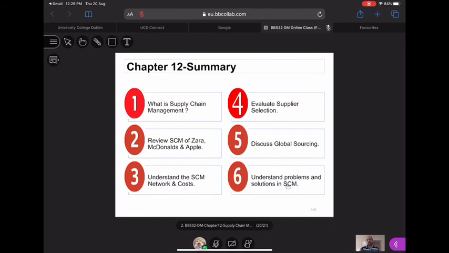And the very last part today, I covered one problem in supply chain management, which is the bullwhip effect. And I covered one major solution we have in supply chain, which is called blockchain. Yep. So that is chapter number 12, which is supply chain management.